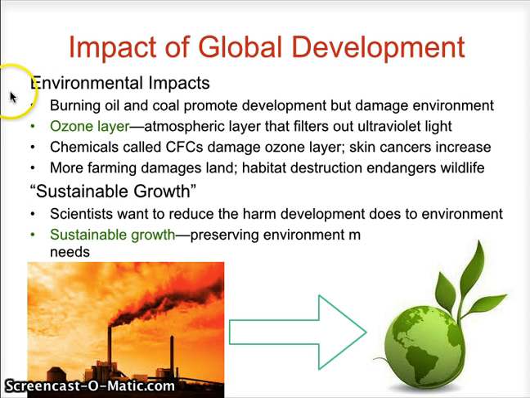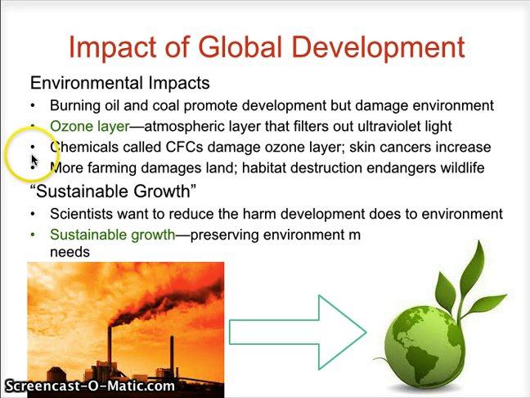Impact of global development. So while we've been using oil for decades now, oil has left sort of an impact on our world. This is an environmental impact. So burning oil and coal, it ends up promoting development but damaging the environment. So since the 1950s, the ozone layer, which is in our atmosphere, ends up not being able to filter out as many ultraviolet rays. Now, ultraviolet rays are sort of poisonous to the Earth. So there are chemicals called CFCs that damage this ozone layer and also cause things like skin cancer. That is being produced when we burn oil.